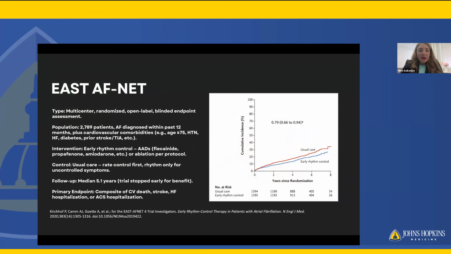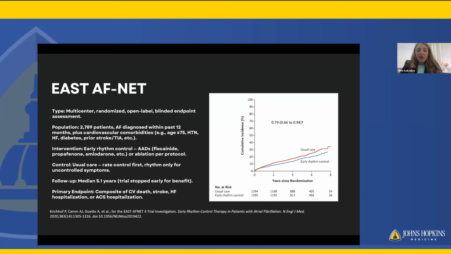I do want to highlight one of the studies, and trust me, I will explain this busy slide. This was a big study that was conducted in multiple centers, about 2,700 patients who had atrial fibrillation diagnosed within the last 12 months. And they compared early rhythm control, which was done with the antiarrhythmic drugs or ablation, and a control group that just got medications to control the heart rate.